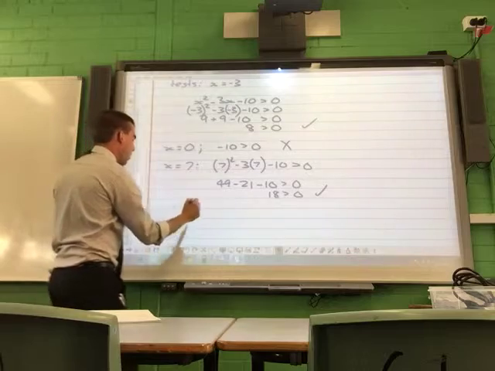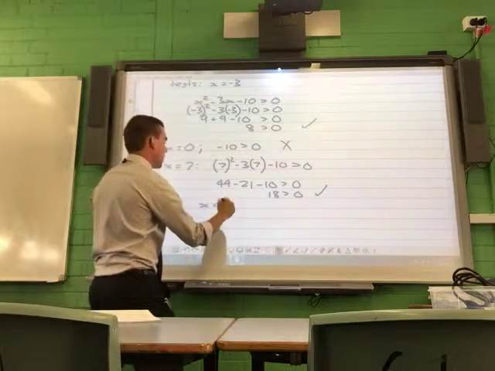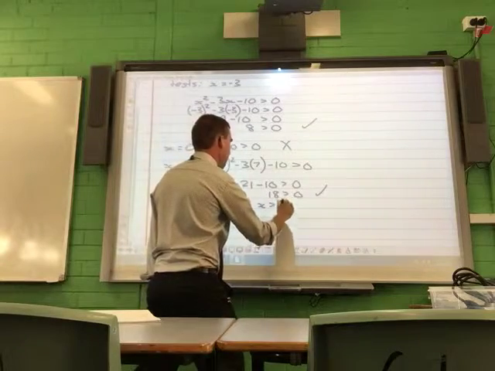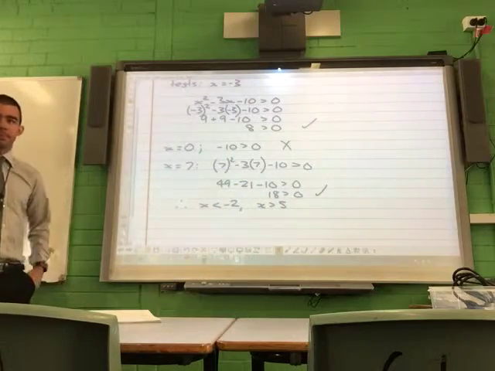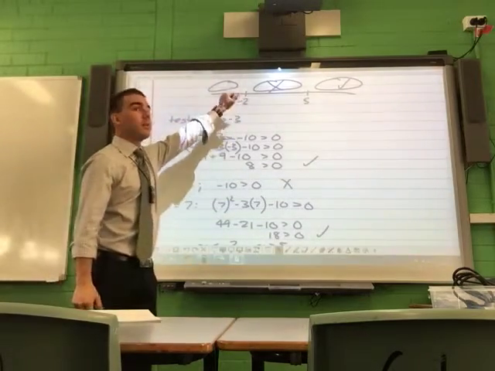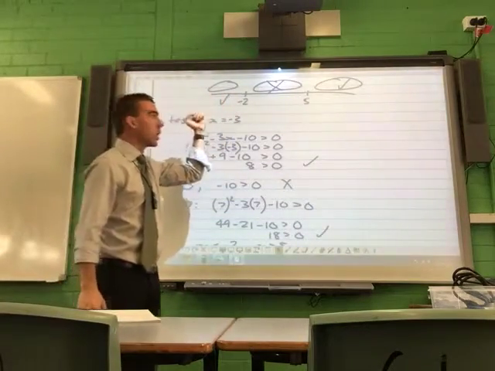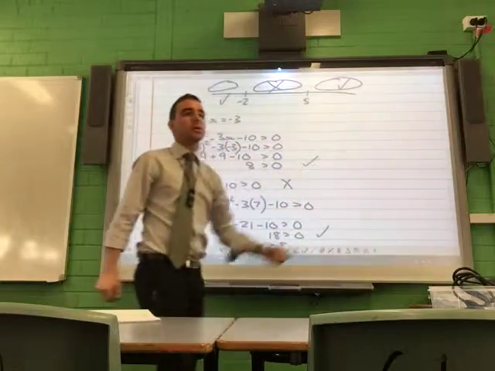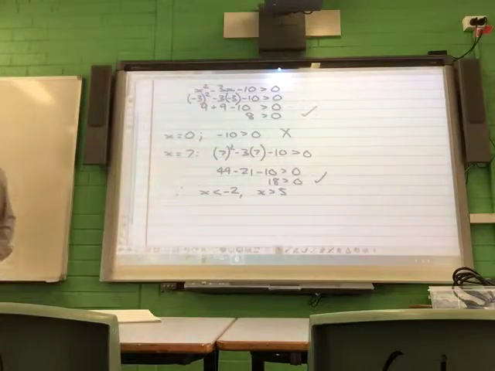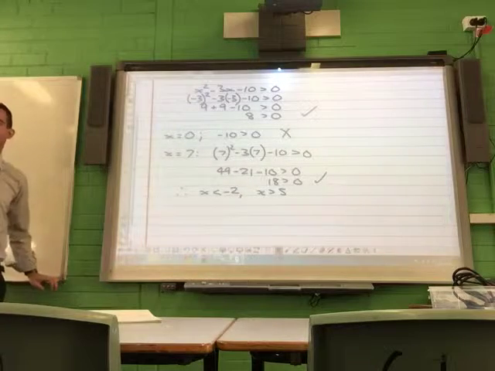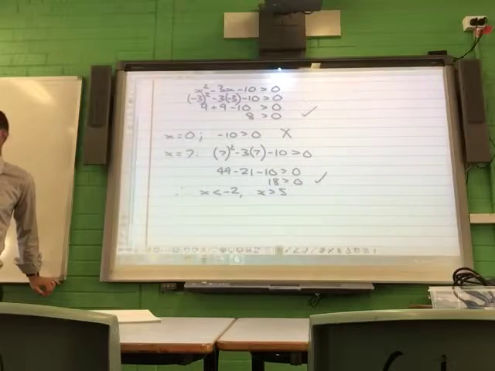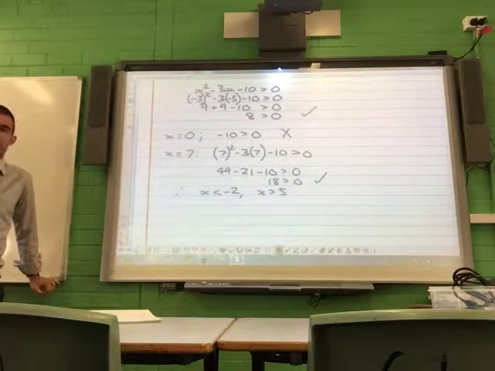So therefore, x must be less than -2, or x has to be greater than 5, because of the region. Any point to the left of -2 works, and any point to the right of 5 also works. So you need to write your final answer, displaying them with the inequalities there. Are there any questions with that process?